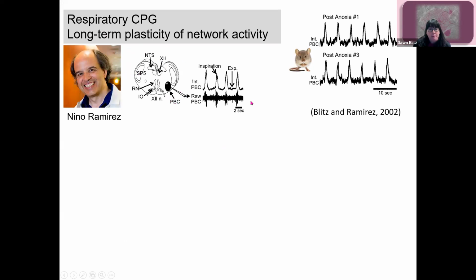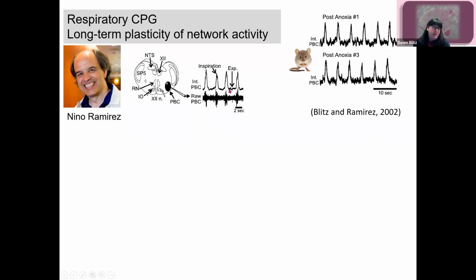And using this preparation, I was looking for an in vitro model of an in vivo phenomenon where the respiratory network has a really long-term adaptation to brief repeated episodes of lowered oxygen or anoxia. And this really gave me a good experience in a vertebrate CPG. And Nino was very patient with me coming from STG and missing my giant cells. And he gave me a few nudges about how they had beautiful pacemakers in the respiratory CPG that were very similar to things like the PD neuron.